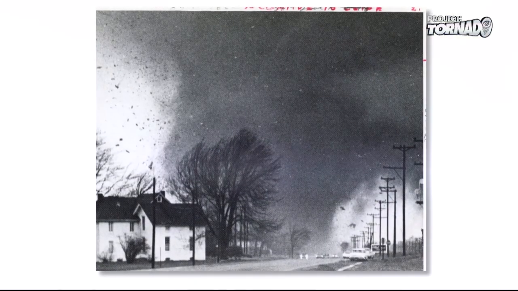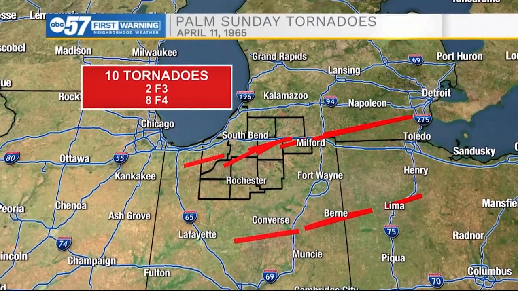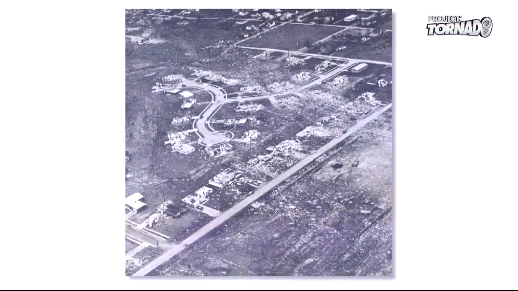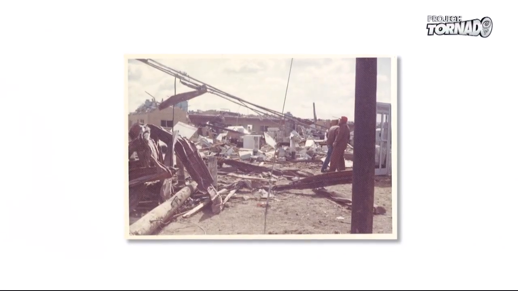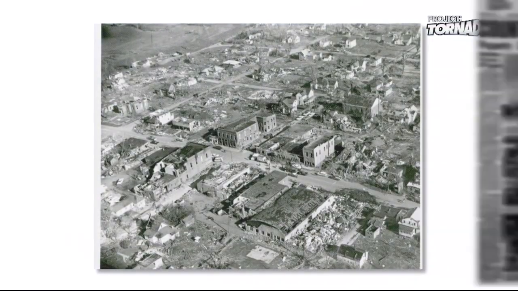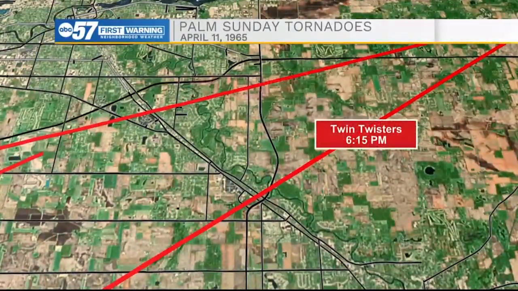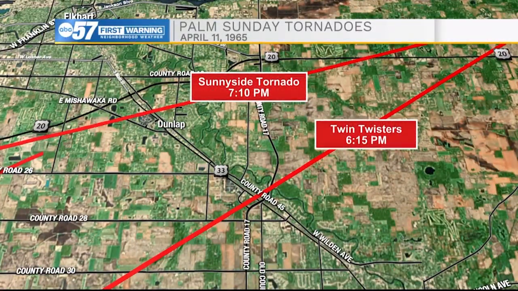What happened was horrifying. Ten tornadoes, each of them rated at least F3 on the Fujita scale, carved through northern Indiana, southern Michigan, and northwest Ohio. Hundreds were killed. In Elkhart County, two F4 tornadoes hit within one hour.